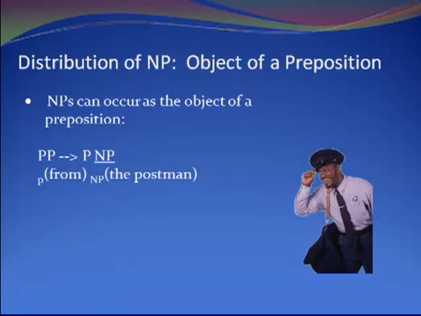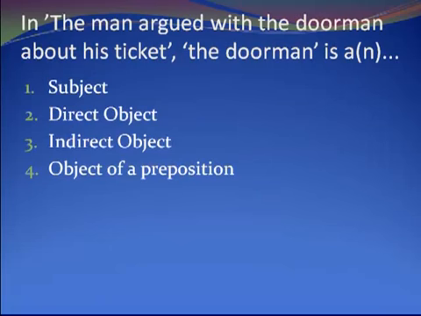Okay, let's try a few. If you take the sentence, "The man argued with the doorman about his ticket," what's the doorman? Is it the subject, direct object, indirect object, or object of a preposition? Well, remember the subject test? Who or what argued with the doorman about his ticket? The answer is the man. So the doorman can't be the subject, because it doesn't answer that who or what plus verb plus rest of sentence question.